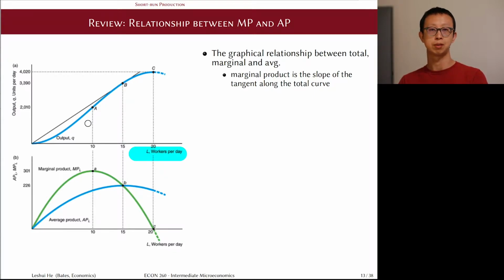Because the marginal product of labor is just the derivative of the total product of labor, graphically, the value of the marginal product is just the value of the slope of the total product curve. This is plotted in the lower panel here on the screen, which indicates the marginal product curve.